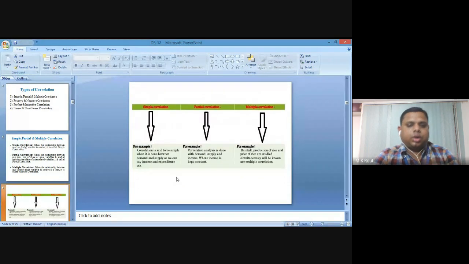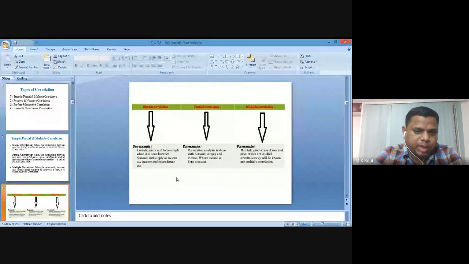In case of simple correlation, the basic example is when it is done between demand and supply, or we can say income and expenditure. It is known as simple correlation. But in case of partial correlation, the analysis is done with demand, supply, and income. In that case, income is kept constant, and you can directly study demand and supply.